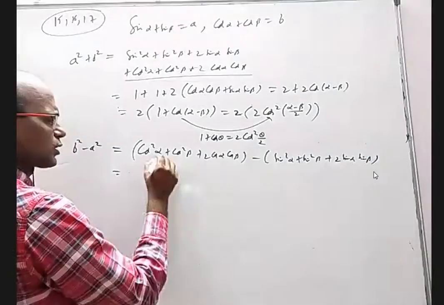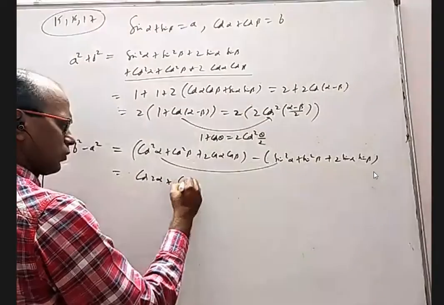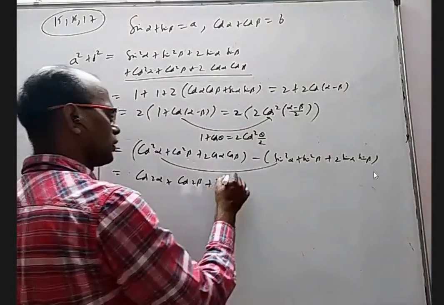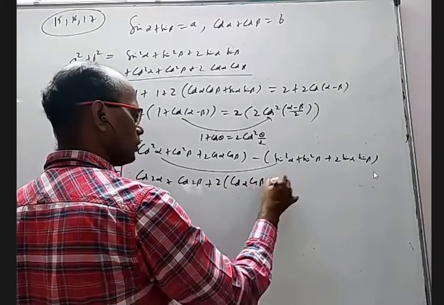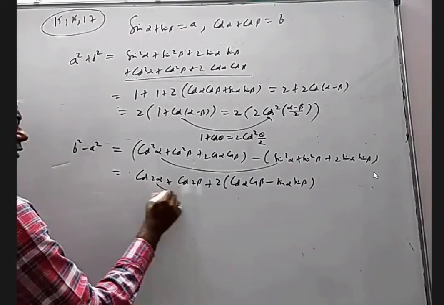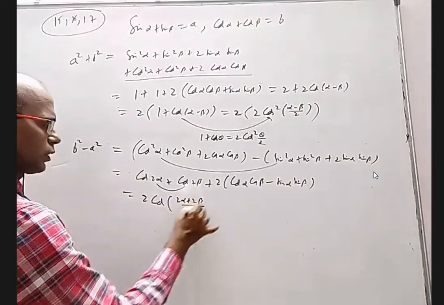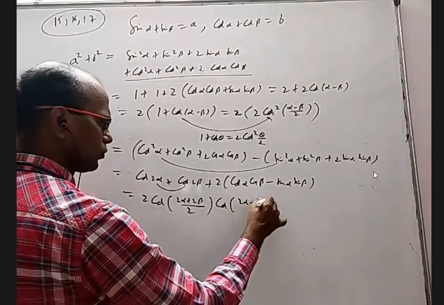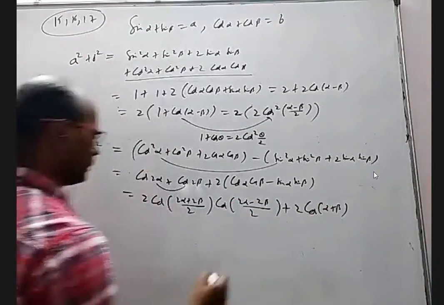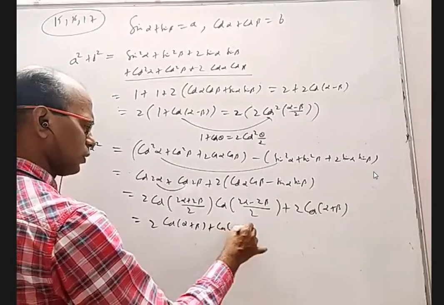Cos square alpha minus sin square alpha together will be cos 2 alpha. Cos square beta minus sin square beta will be cos 2 beta. 2 cos alpha cos beta minus 2 sin alpha sin beta, if I take 2 common, it is cos alpha plus beta. Here I can apply transformations, cos C plus cos D: 2 cos 2 alpha plus 2 beta by 2, cos 2 alpha minus 2 beta by 2, and this is cos alpha plus beta.